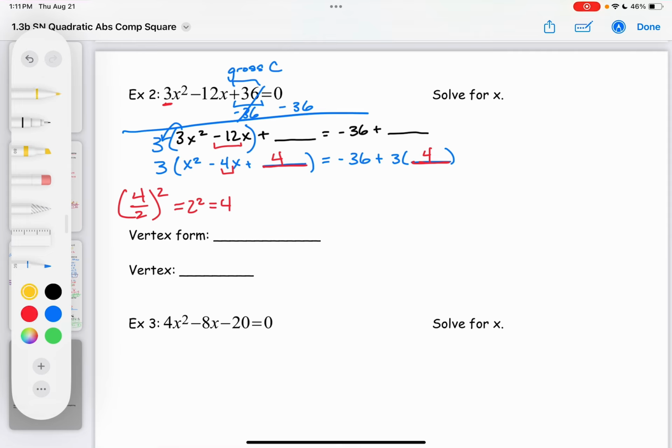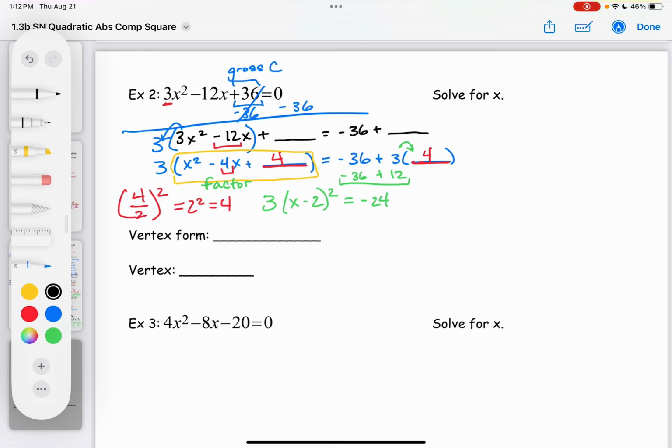First, on the left side, I've got my perfect square trinomial. I need to factor it. So that will give me 3 times x minus 2 squared equals, and on the right side, I'm going to distribute this, so that gives me 12. Still got a negative 36. Negative 36 plus 12 equals negative 24.